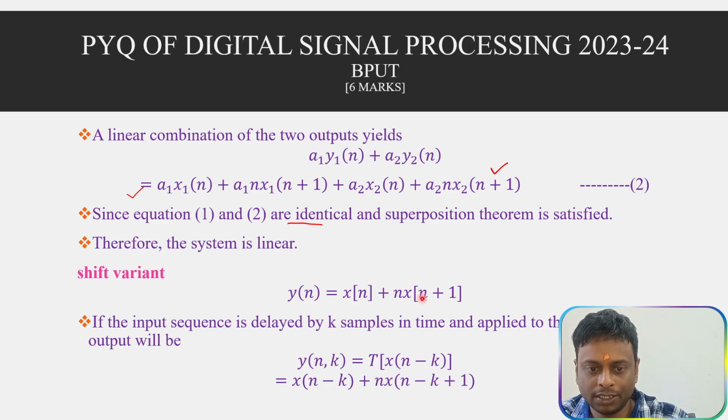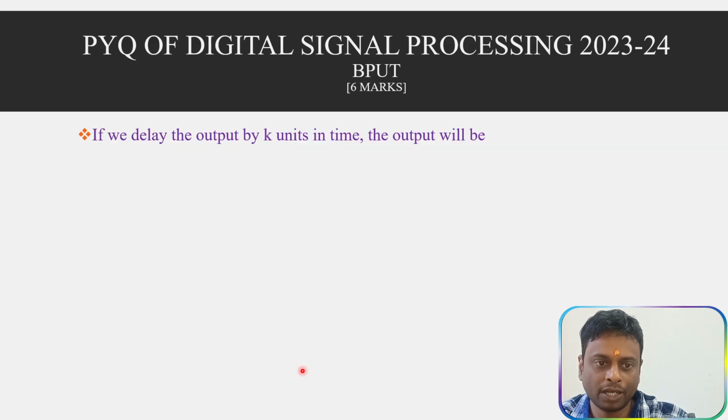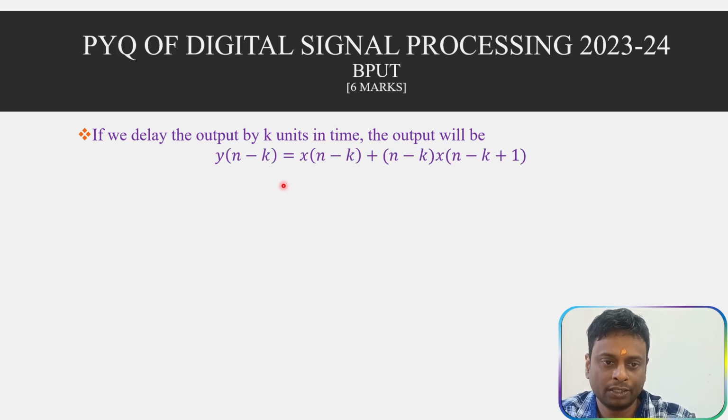You can see that only the input is delayed, not this n. Only delay the input by k samples, and you get y of n comma k. Similarly, what is y of n minus k? Here n is replaced by n minus k.